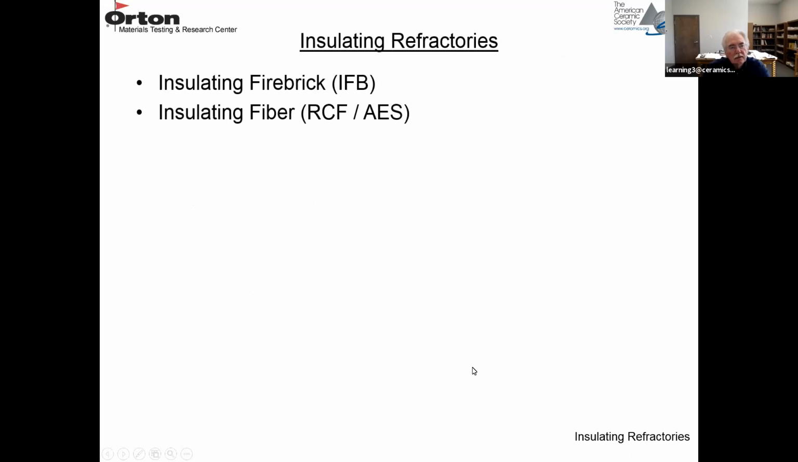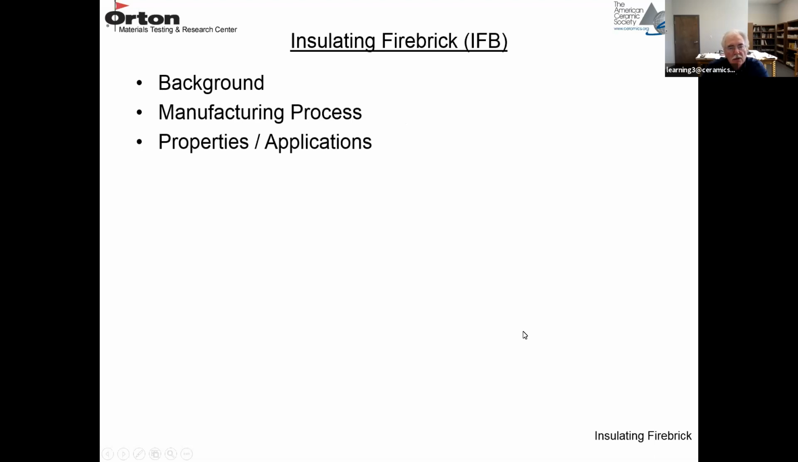The last topic today is insulating refractories, and there's 2 types here. The insulating fire brick, that's IFB, insulating fire brick, and insulating fiber. RCF is refractory ceramic fiber, and AES is alkaline earth silicate fibers. So we'll do the insulating fire brick first, and we'll discuss the background, how they're processed, and their properties and applications.